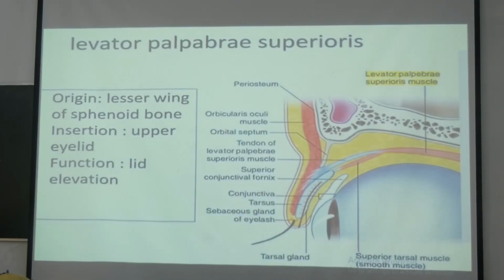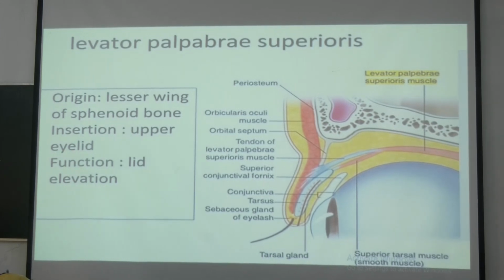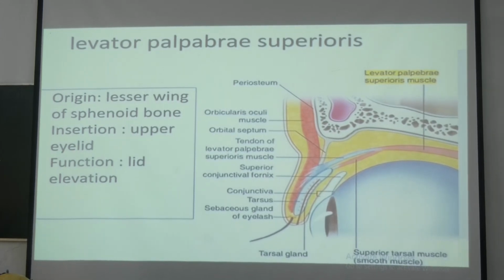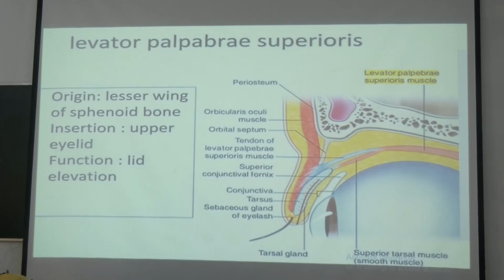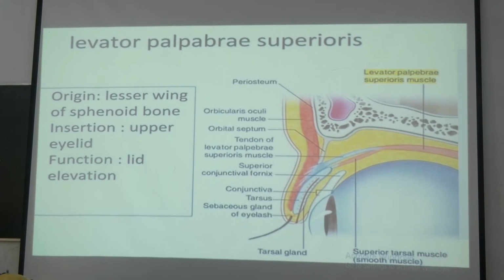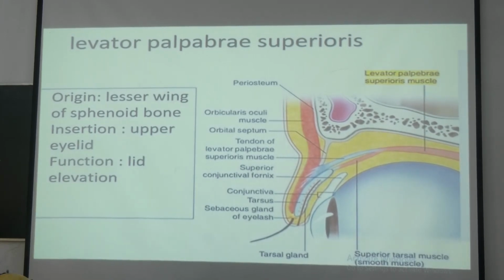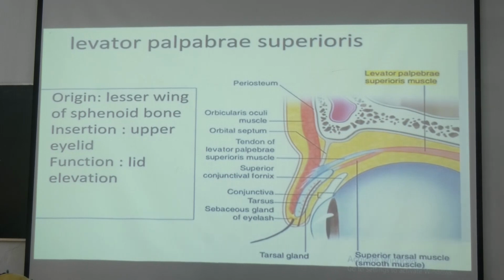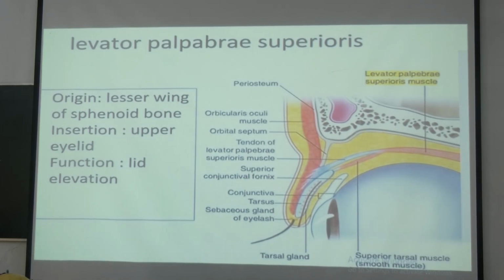Now write it down, very much important. LPS, that is levator palpebrae superioris. Origin is from the lesser wing of sphenoid. What I told, which one would be superior? Lesser wing would be superior. And what do the two form together? Greater wing and lesser wing together form the superior orbital fissure. Insertion is in the upper eyelid, and the function is lid elevation. The main function is lid elevation.